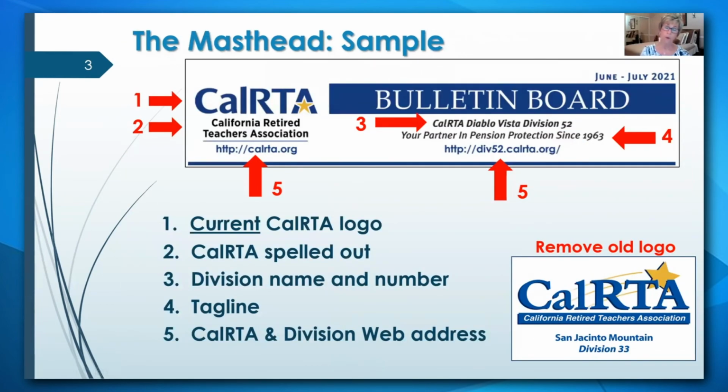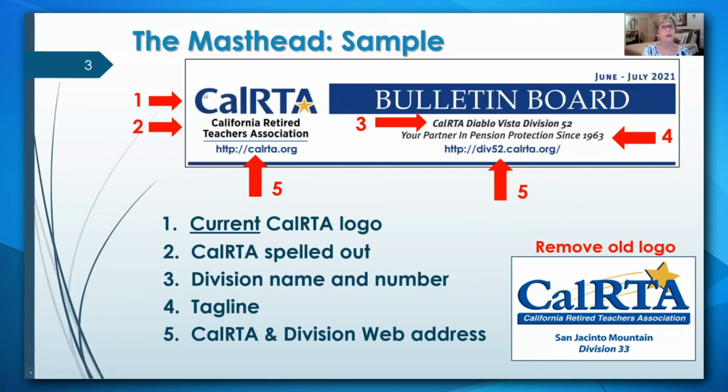Let's start with what we call the masthead, or the nameplate of your newsletter, and that is that horizontal bar that is at the top of most, if not all, newsletters that I have seen. Now, the masthead that you see here, and the ones in a lot of newsletters, include many of those items on that newsletter checkoff sheet. This particular masthead is from CalRTA Diablo Vista Division 52. And I'm using it as an example because, as you can see by my numbers, it includes 5 different elements out of the 9 on the checkoff sheet.